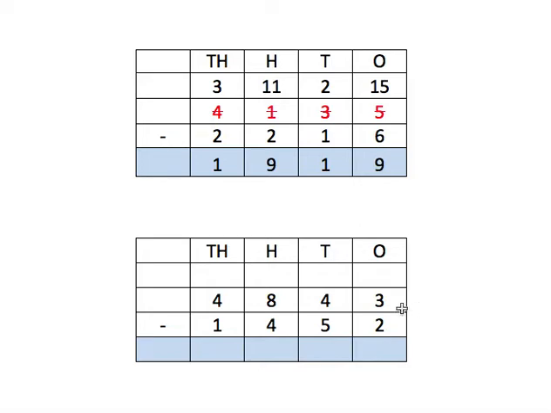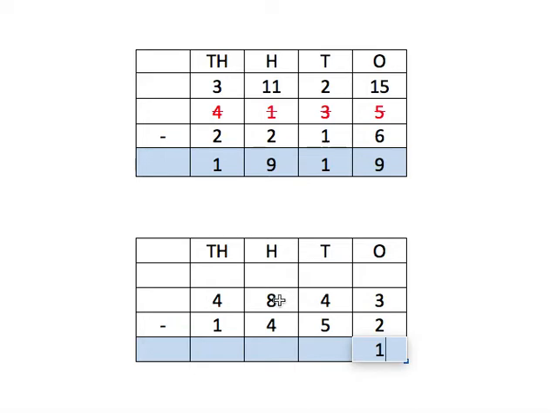Here I have 3 minus 2. So 3 minus 2, yes, I can do that because 3 is big and 2 is small. So 3 minus 2 is 1. Next one, 4 minus 5. Is it possible? No, I cannot subtract 5 from 4. 5 is big. So students, you remember what we are going to do? We are going to borrow.